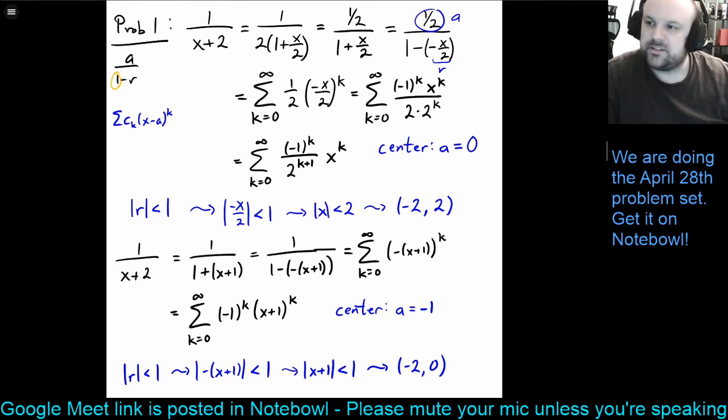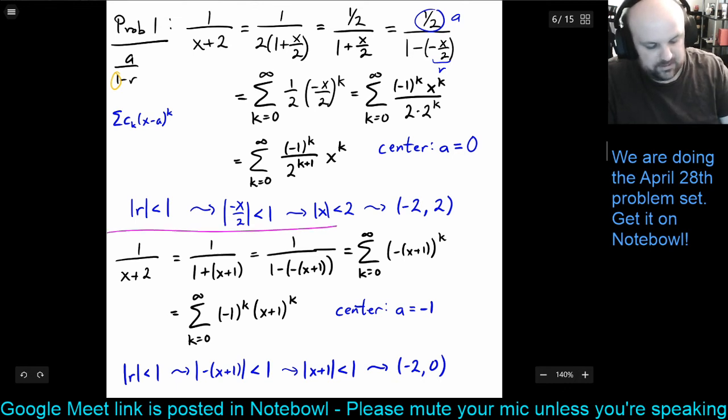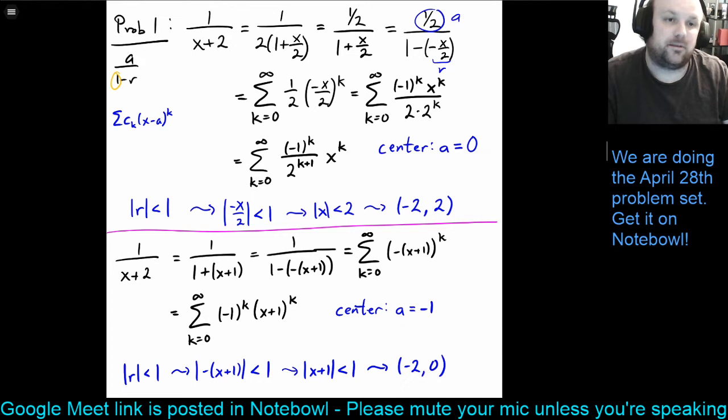Okay. So any questions at all about problem 1 here? Okay. So now we did problem 2 two separate times, and each one of these is an answer to the problem. I just want to say, you have a few choices in how you want to do it. Any questions at all?